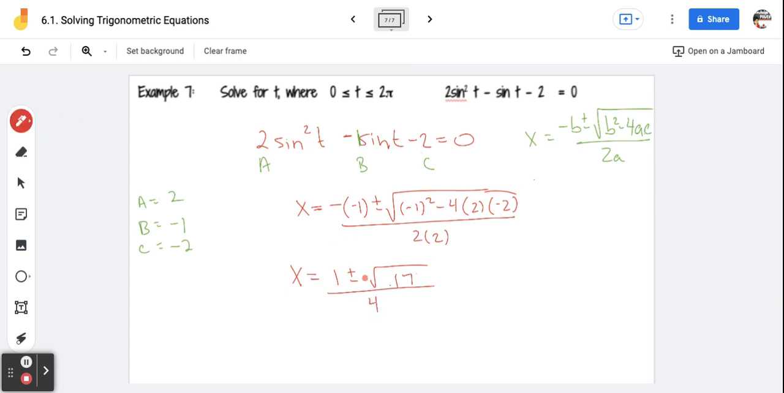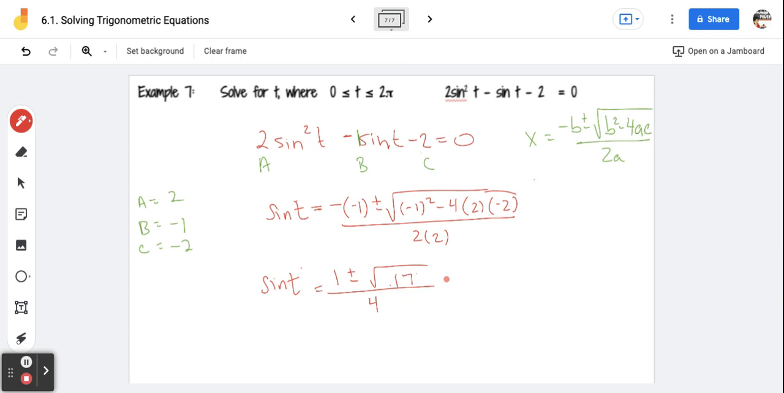All right, so now it's not x. That's if I were just doing 2x squared minus x minus 2, but it's not. So x is actually the sine of t. So sine t is equal to this. So I will need to find out what angle produces this.